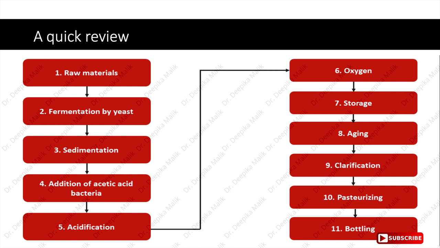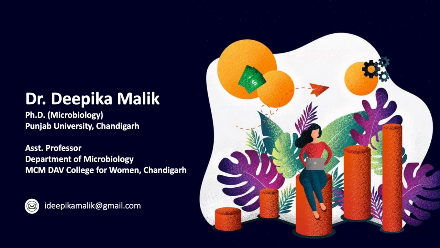After that, oxygen is provided for the acetic acid bacteria to carry out the oxidation reaction for conversion of ethanol to acetic acid. Then storage is done in airtight containers. Aging takes place during storage only. Then clarification is done using filters and filtrates. Pasteurization is done to kill remaining acetic acid bacteria. And finally, vinegar is packaged into bottles. So with this, we wind up the topic of industrial production of acetic acid.